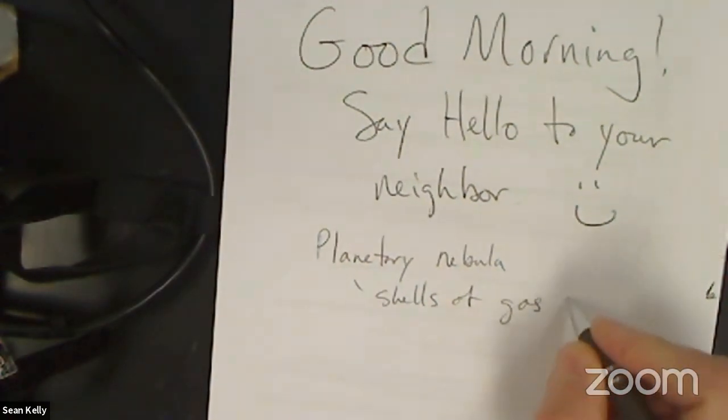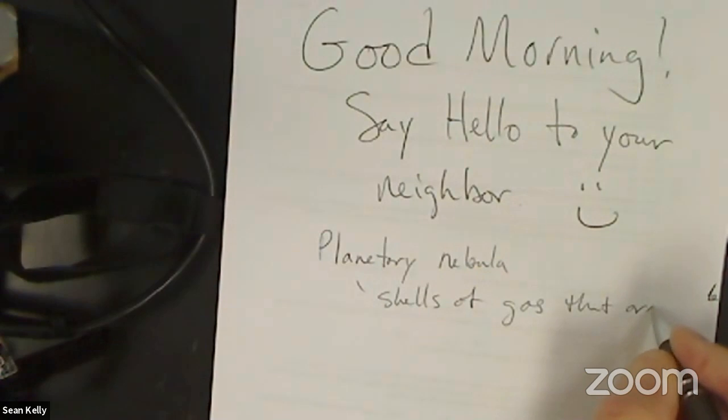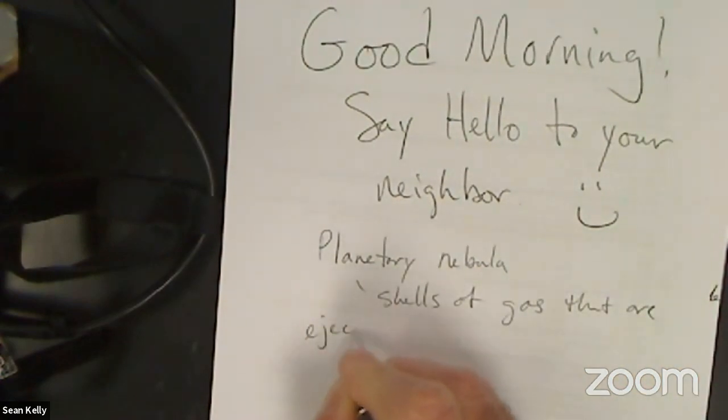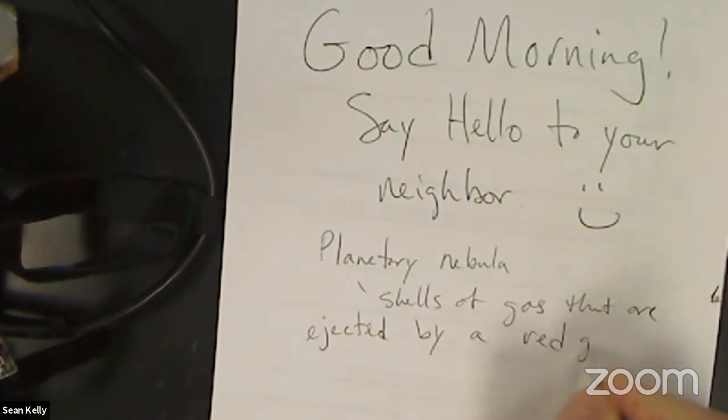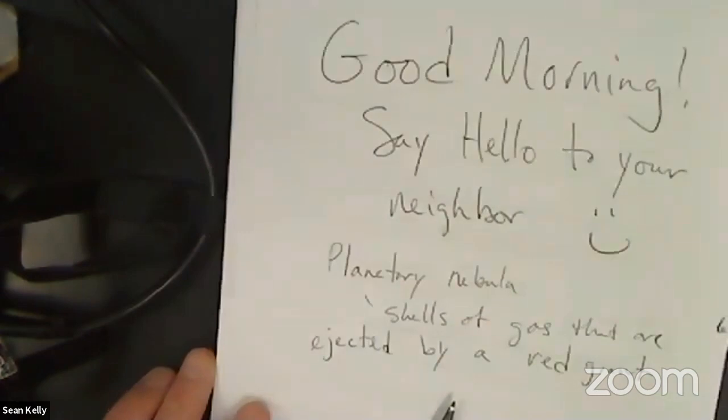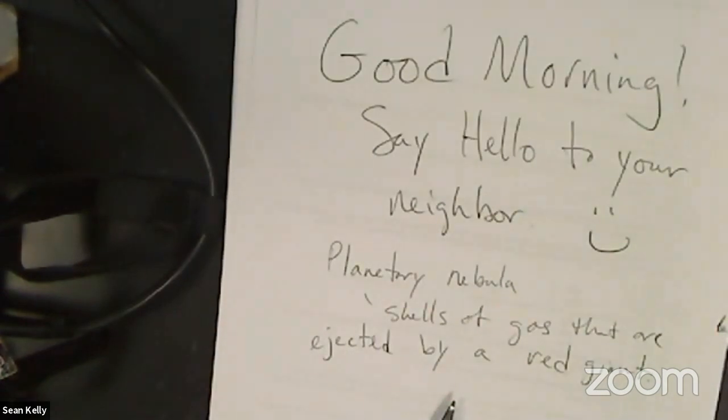So shells of gas that are ejected by a red giant. And last time we saw that they're not always spherically symmetric. In fact, they're very interesting, and it turns out we don't know everything about how they're formed. There are some interesting details that we don't know.